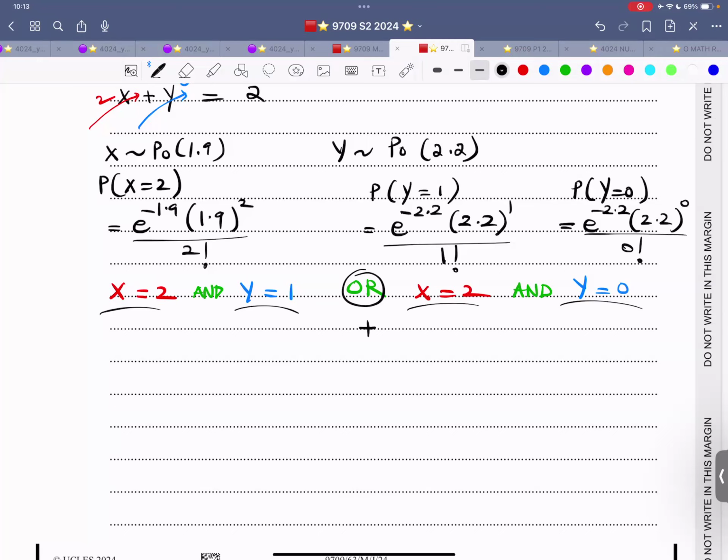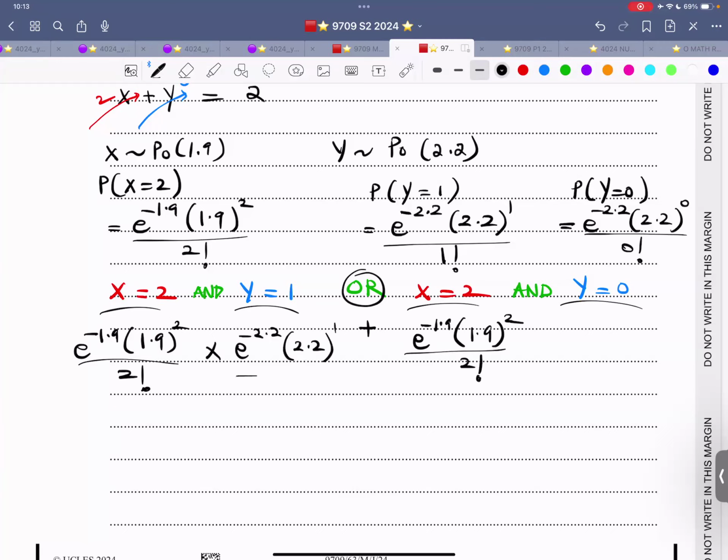So this probability is already there: e raised to the power of minus 1.9, 1.9 squared over 2 factorial. The same thing over here: e raised to the power of negative 1.9, 1.9 squared over 2 factorial. And 'and' means multiply. Y equal to 1 is e raised to the power of negative 2.2, 2.2 to the power 1 over 1 factorial, and e raised to the power of negative 2.2, 2.2 to the power 0 over 0 factorial.